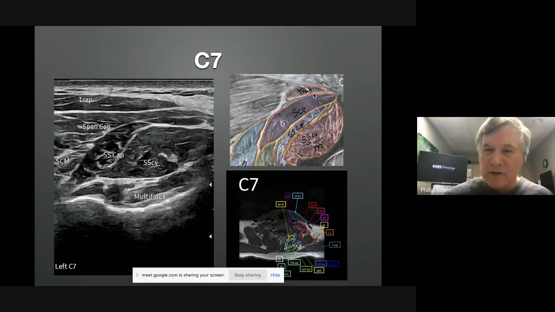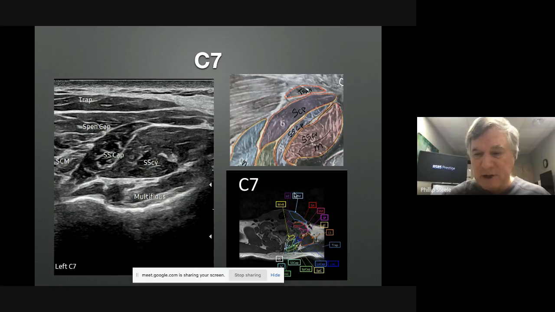So we'll keep going down to C6, C7. Here's a slide that you can use. Remember, I said the semispinalis cervicis is thickest towards the bottom. At C7, it takes up the majority of the fourth layer. And look how small semispinalis capitis is here, and Splenius Capitis is quite large down here.